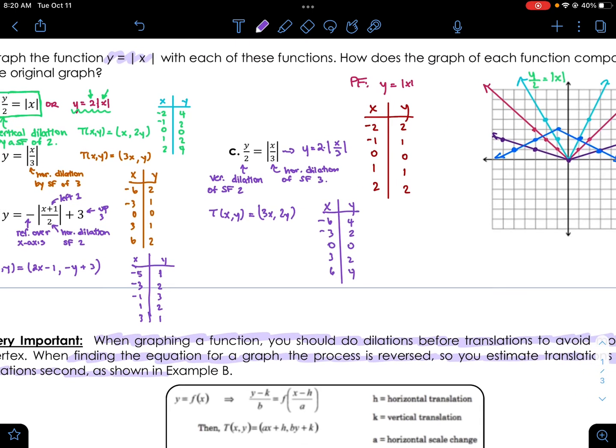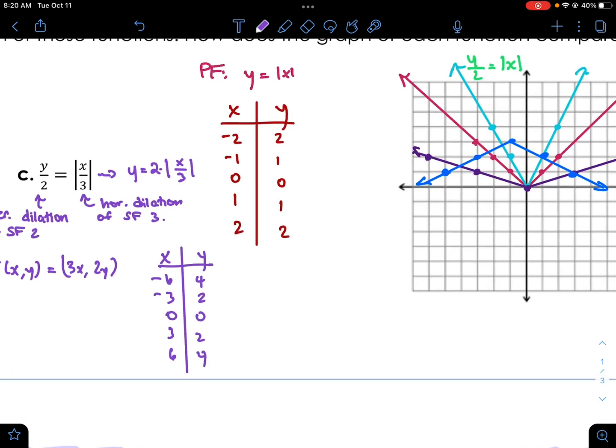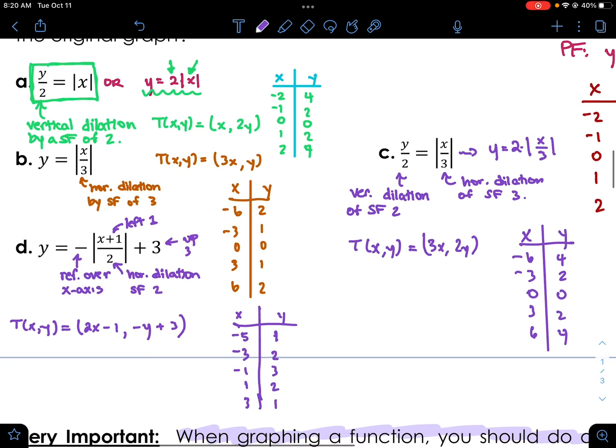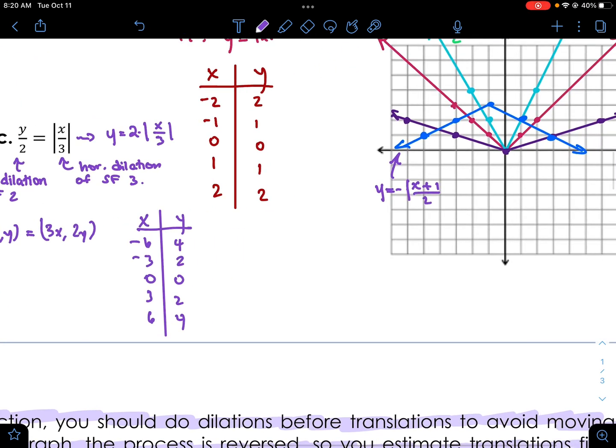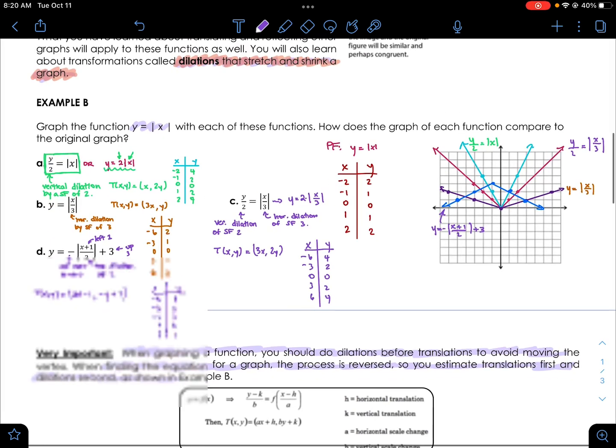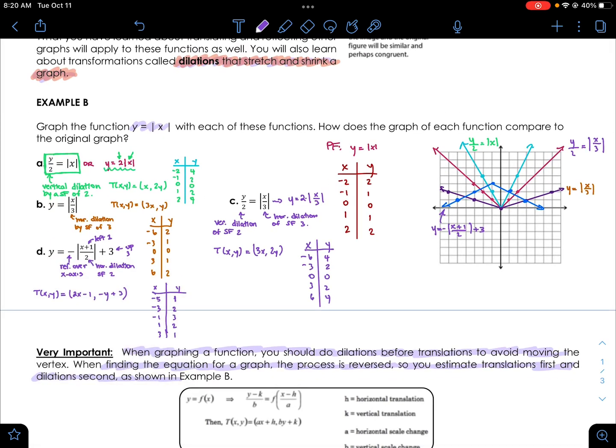And so that graph is going to be this blue function right here. That is going to be y equals negative absolute value of x plus 1 over 2, plus 3. Again, that final example combined all the stuff we've talked about into one problem.